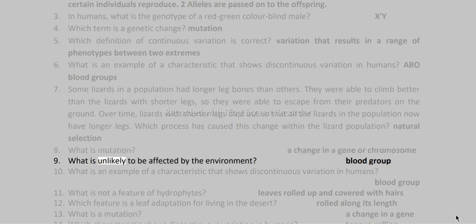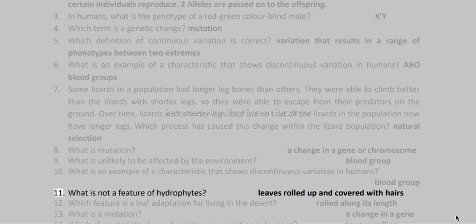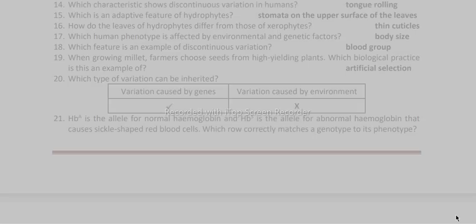9. What is unlikely to be affected by the environment? Blood group. 10. What is an example of a characteristic that shows discontinuous variation in humans? Blood group. 11. What is not a feature of hydrophytes? Leaves rolled up and covered with hairs. 12. Which feature is a leaf adaptation for living in the desert? Rolled along its length. 13. What is a mutation? A change in a gene.